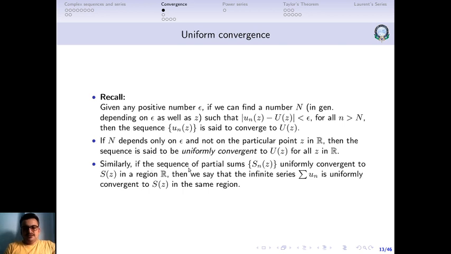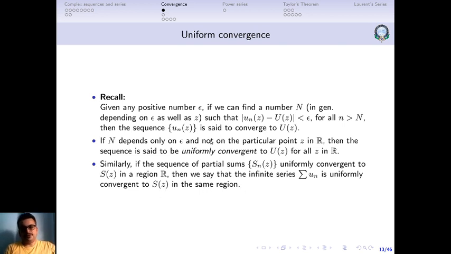In a similar way, this is for any sequence in general. If from any sequence I get the sequence of partial sums, the same thing happens in the case of the partial sums. That is, S_n of z is uniformly convergent to S of z. That means if the n which you find, depending on the epsilon value that you have given, is independent of z, then for this sequence of partial sums, we say that the infinite series u_n is uniformly convergent to S of z in the same region.